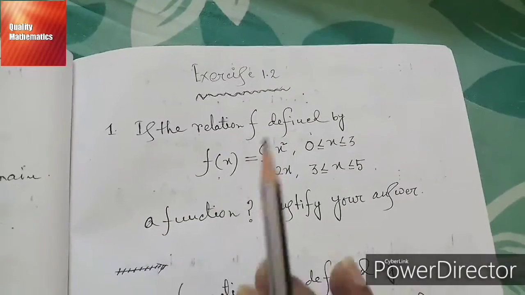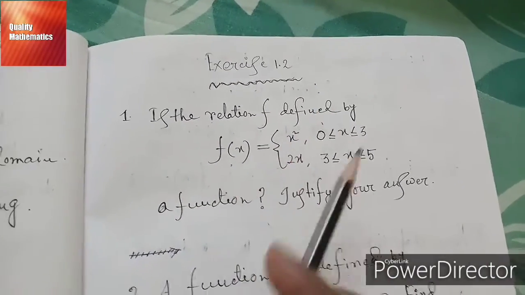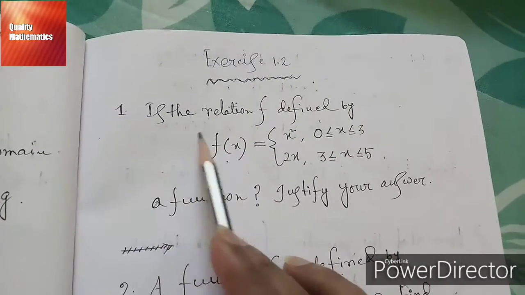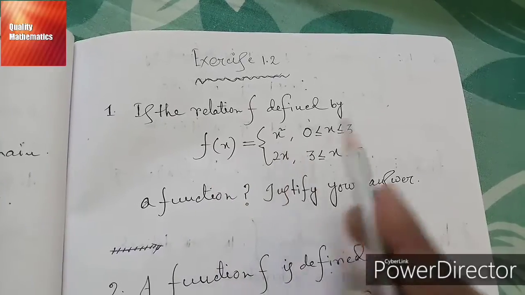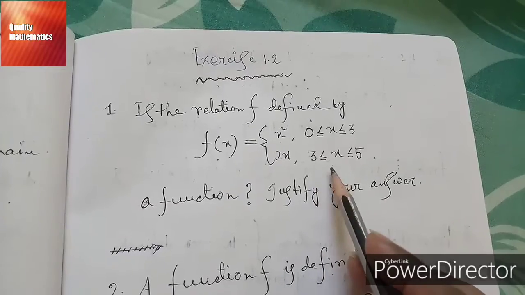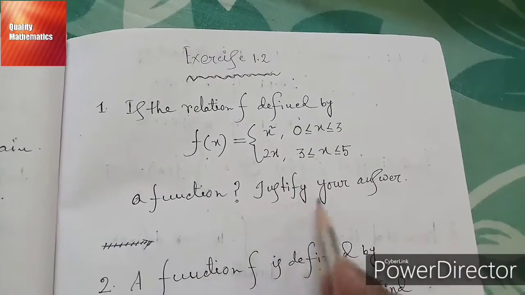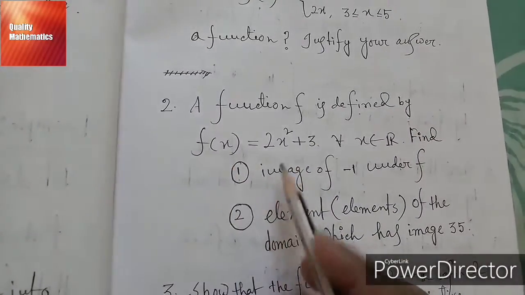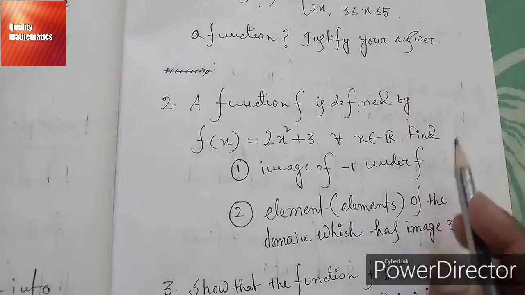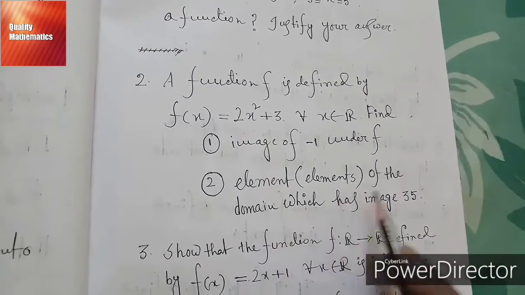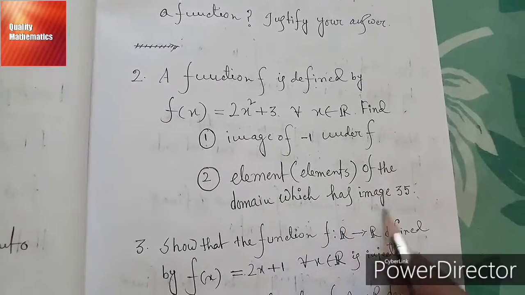Sure. So now exercise. This exercise is related to injective, surjective and bijective functions. Exercise 1.2. Is the relation f defined by f(x) equal to x squared for 0 less or equal to x less or equal to 3, and 2x for 3 less or equal to x less or equal to 5, a function? Justify your answer. Next problem. A function f is defined by f(x) equal to 2x square plus 3 for all x belonging to R. Find the image of minus 1 under f. Find the element or elements of the domain which has image 35.